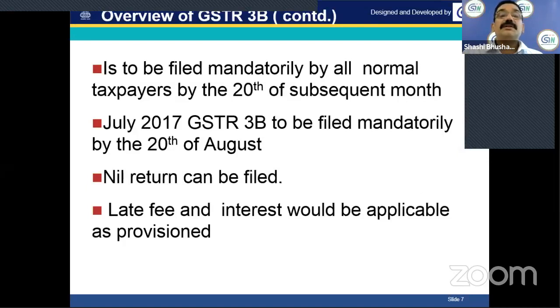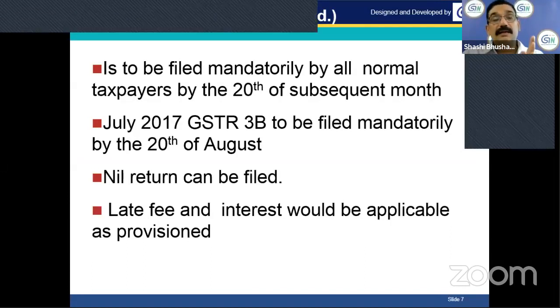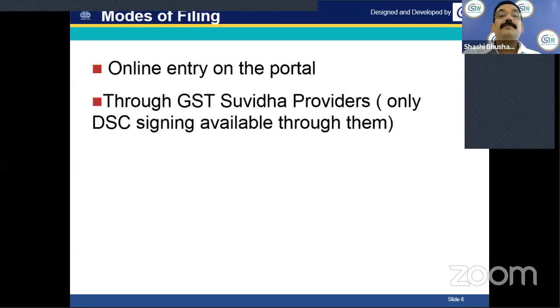Now, 3B has to be filed by all the normal taxpayers by the 20th of August and September for the month of July and August. And we have enabled that people can file nil return also. If the people file a return after the due days, they will be liable to pay late fee and interest. The system, the online filing that we have enabled, computes the late fee automatically, but interest has to be computed and furnished by the taxpayer.